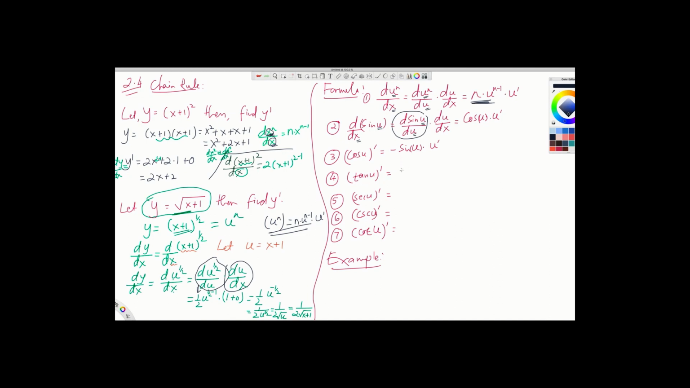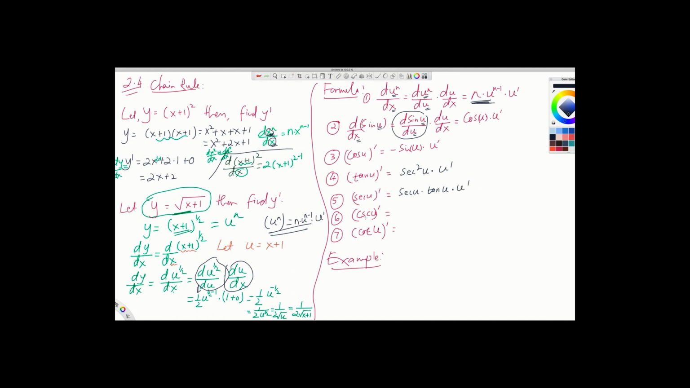So tangent u will have secant square u times, since there is u, there is no x. If it was x, the formula will be secant squared x only. Since there is u, you write u prime. You understand? Now let's look at the secant u. So what is the derivative of secant u? It is secant u times tangent u times, since there is no x, there is just u, we are finding the derivative with respect to x. That prime represents with respect to x or with respect to t, whatever. Since there is u, then you do times u prime.